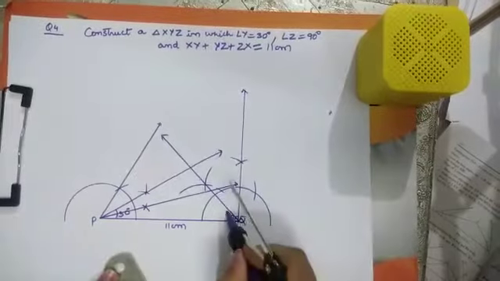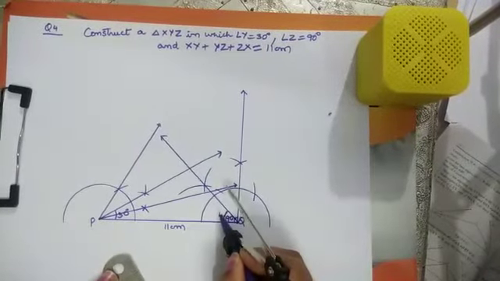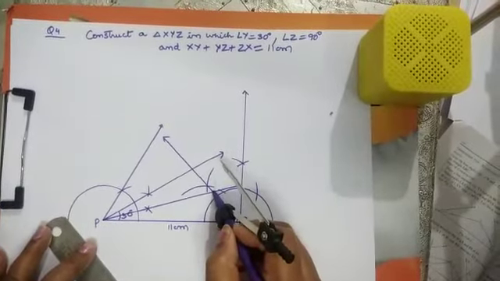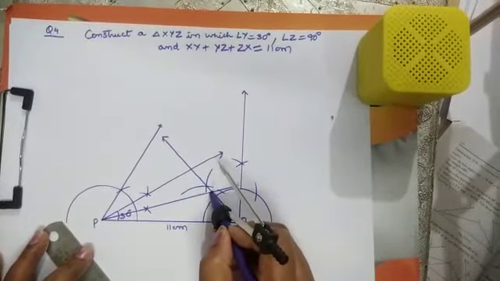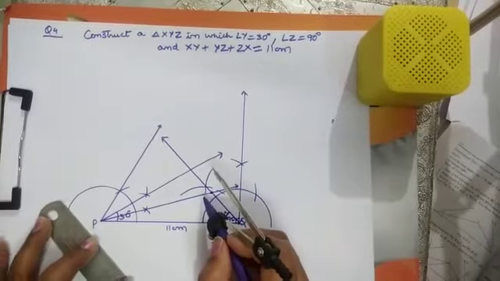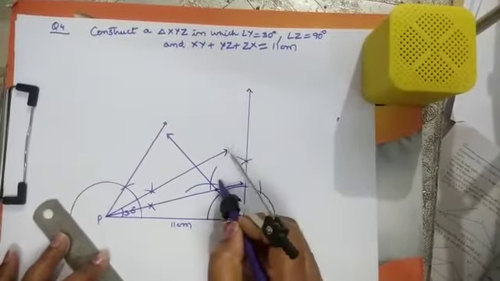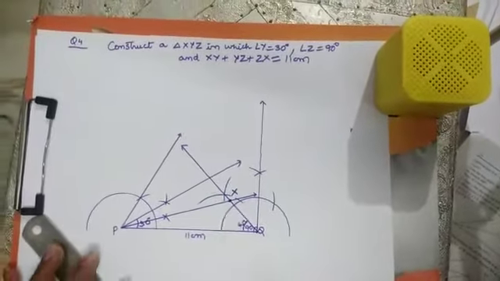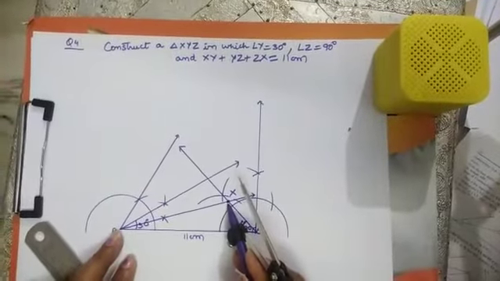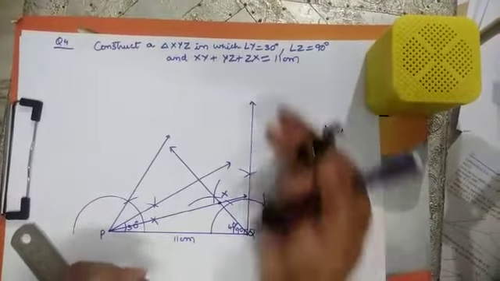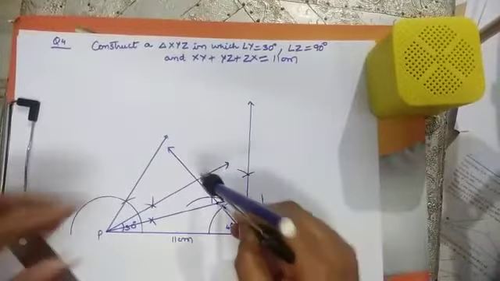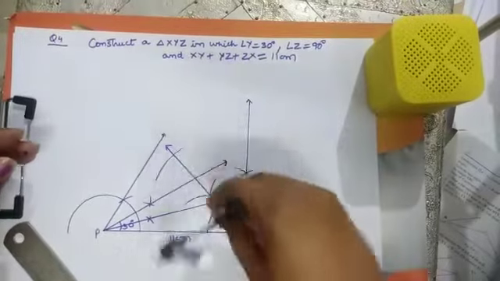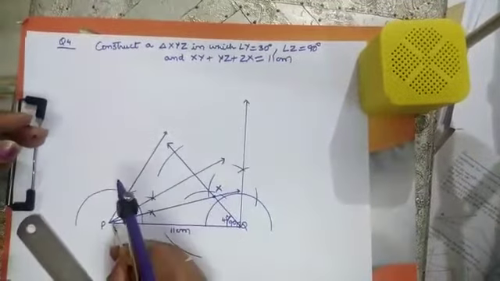This becomes your 45 degrees. Now wherever these two angle bisectors are meeting, you have to just name that as a point. You have to construct this X, so name it as X. Now make perpendicular bisector of PX and QX. So first I'll be making the perpendicular bisector of PX. You know how to construct perpendicular bisector.